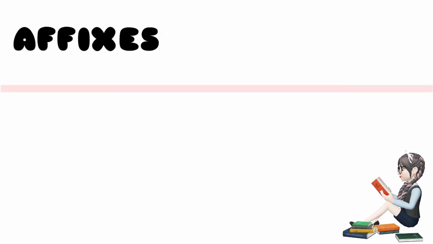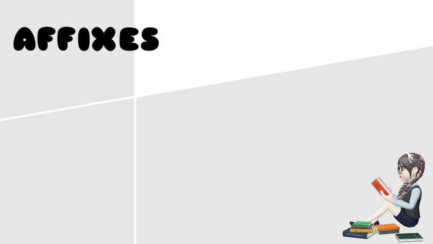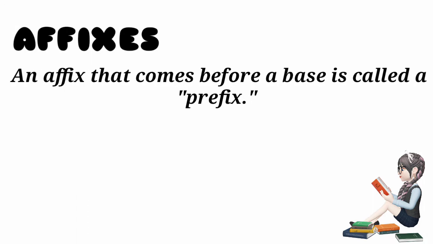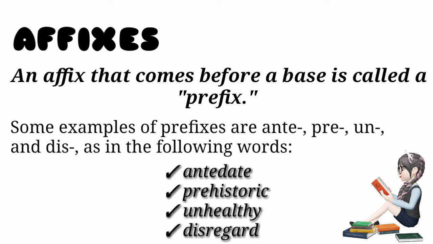Now, let's talk about affixes. An affix is a bound morpheme that occurs before or after a base. An affix that comes before a base is called a prefix. These are the examples of prefixes as used in the words antedate, prehistoric, unhealthy, and disregard.